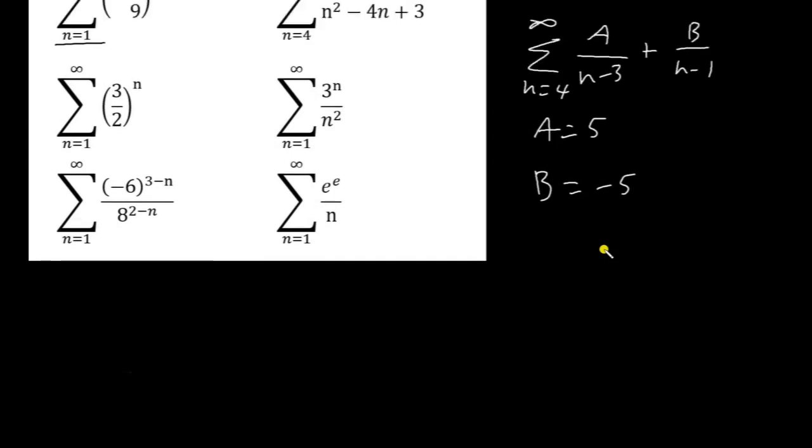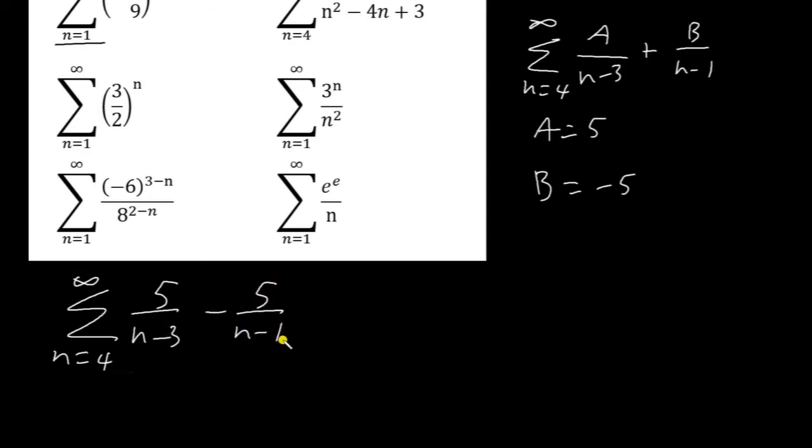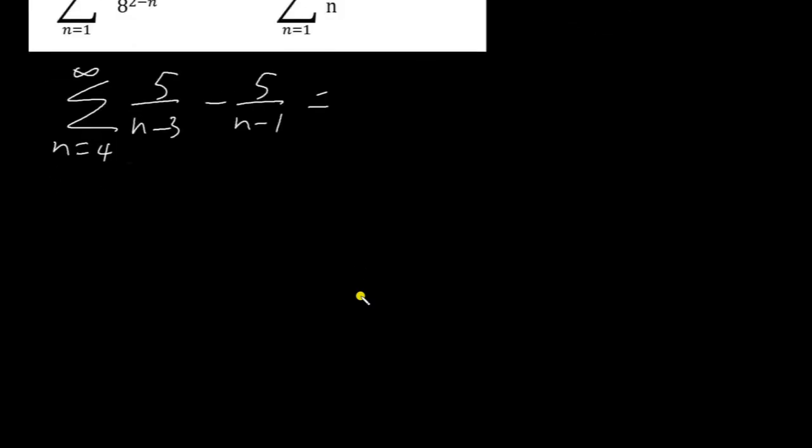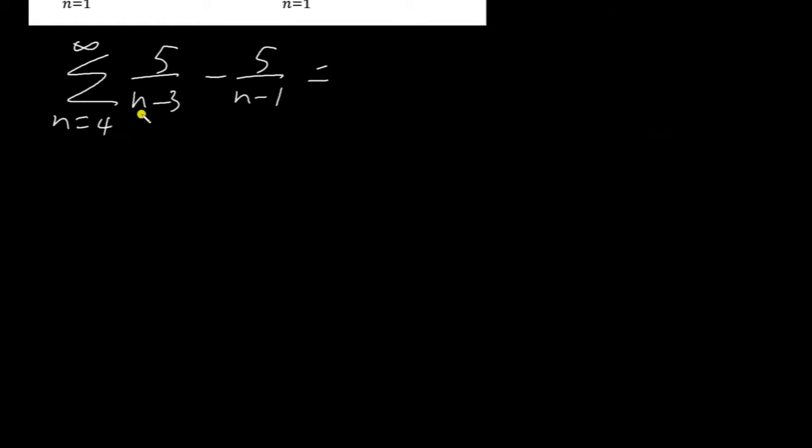Let's form this series. So we have the sum from n equals 4 to infinity of 5 over n minus 3 minus 5 over n minus 1. And we do have the form of a fraction minus a fraction, so this is going to be a telescoping series. Remember, the way we solve telescoping series is we just start out by listing all the terms, and we're going to watch as everything magically cancels in front of our eyes.